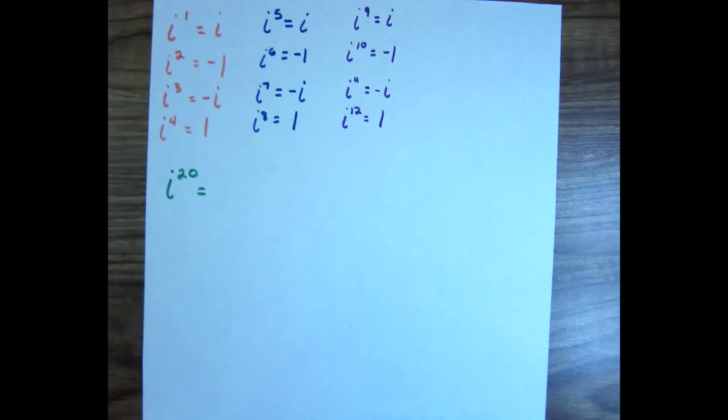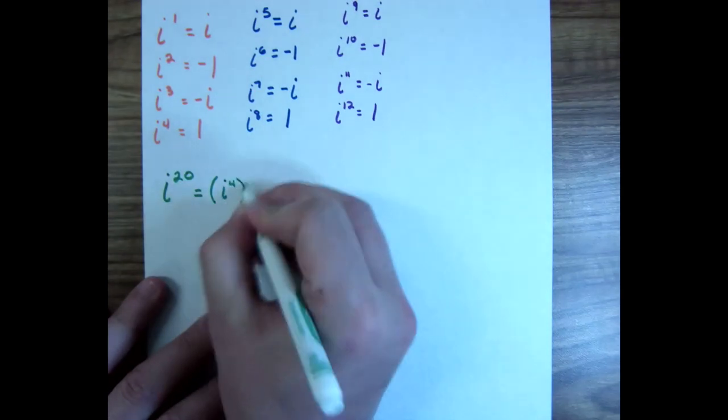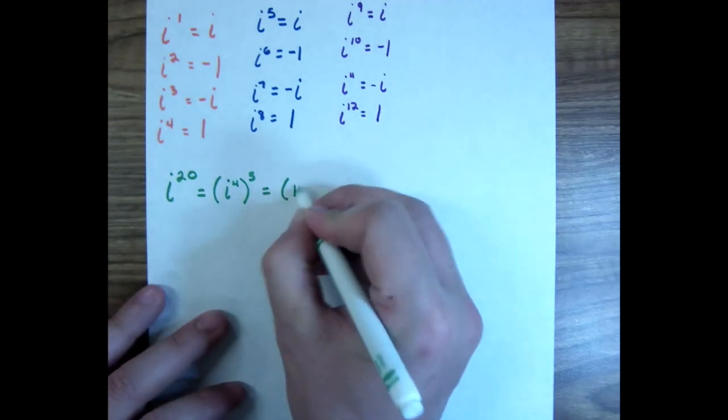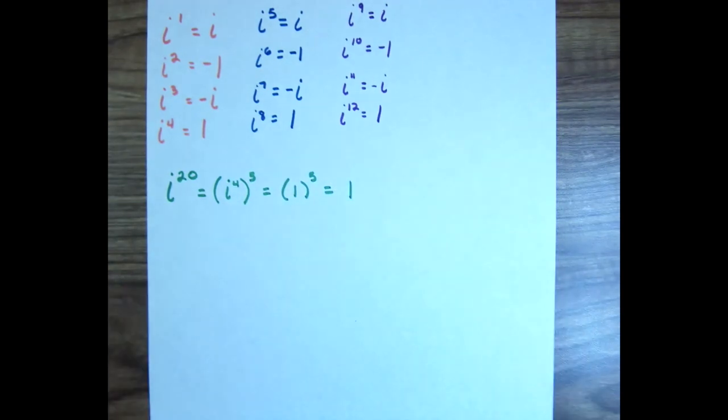20 can be divided by 4. You could write this out the long way by saying this is i to the 4th to the 5th power. i to the 4th times i to the 4th times i to the 4th, etc. i to the 4th was 1, so this is 1 to the 5th power, which is 1. You don't really need to go through all that trouble if you see that 20 is a multiple of 4. Anytime it's a multiple of 4, the answer is 1.